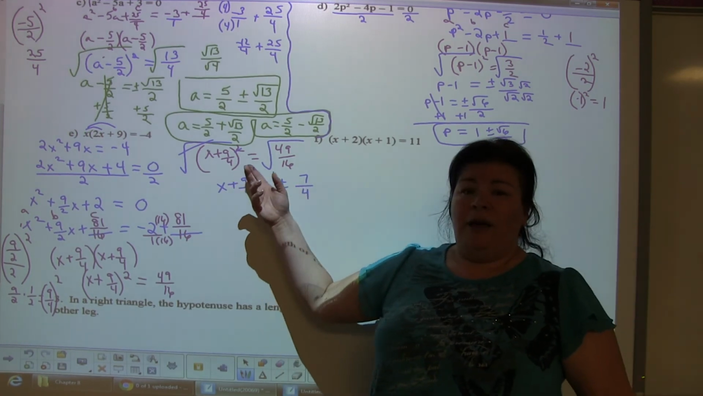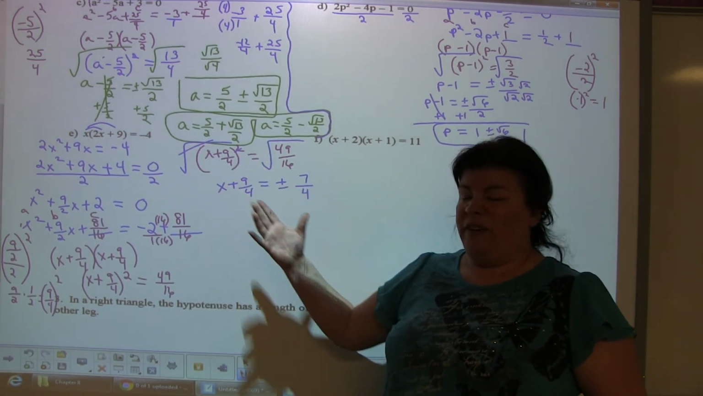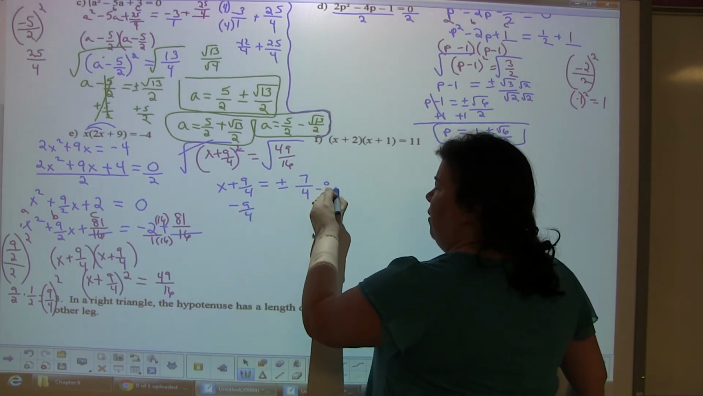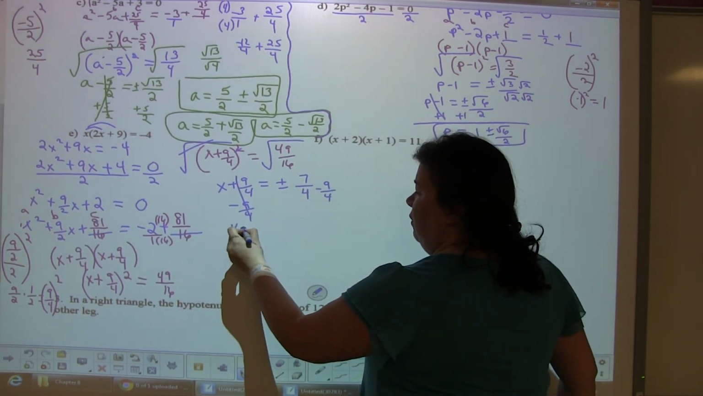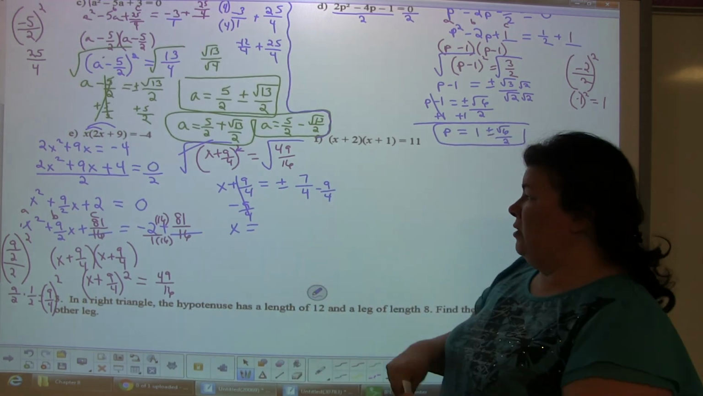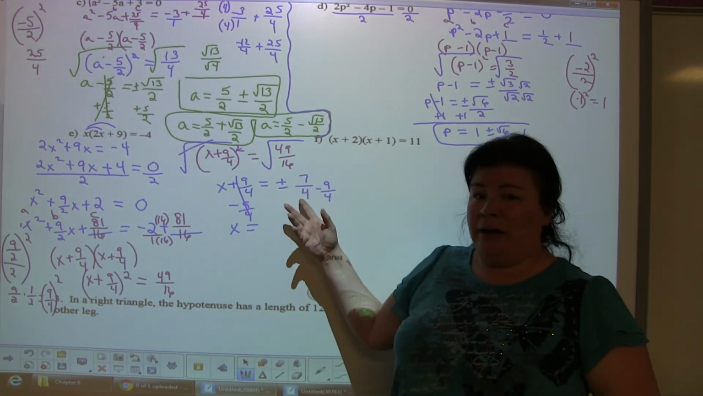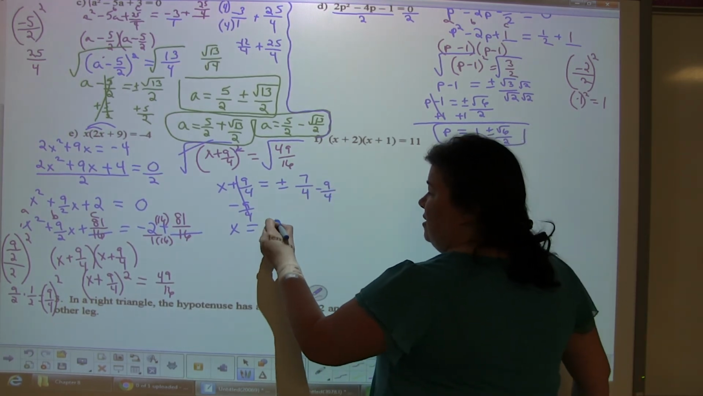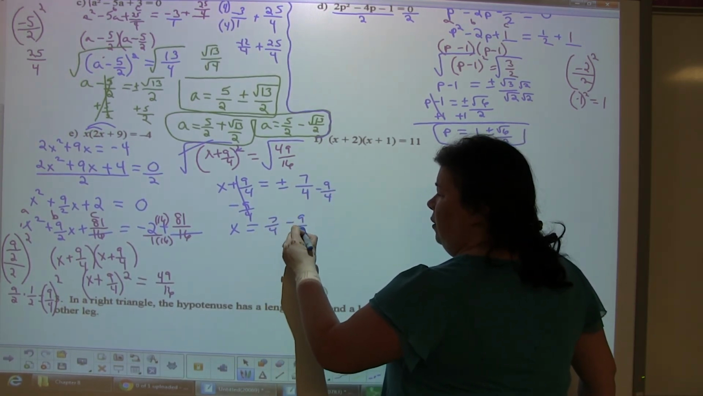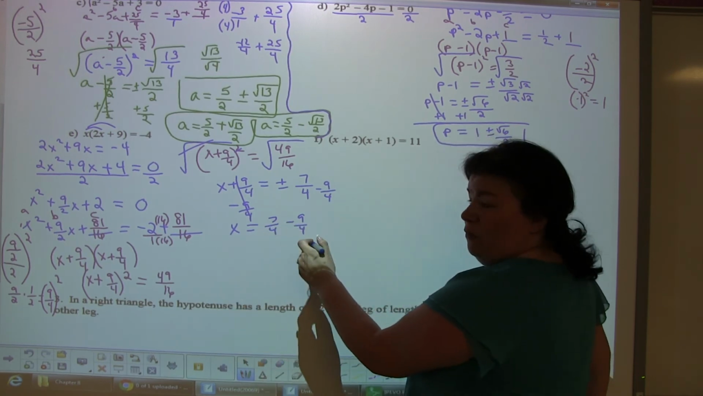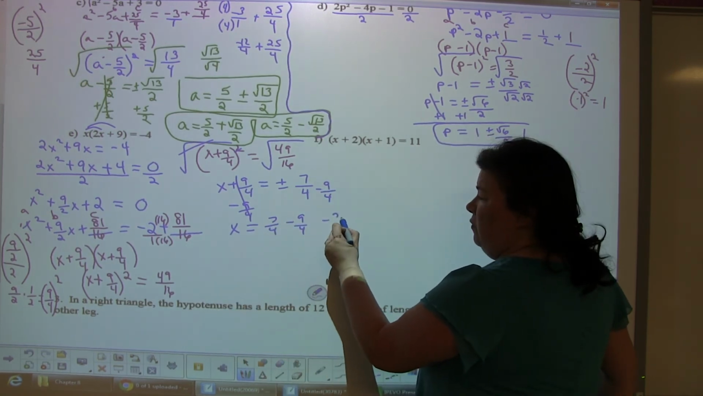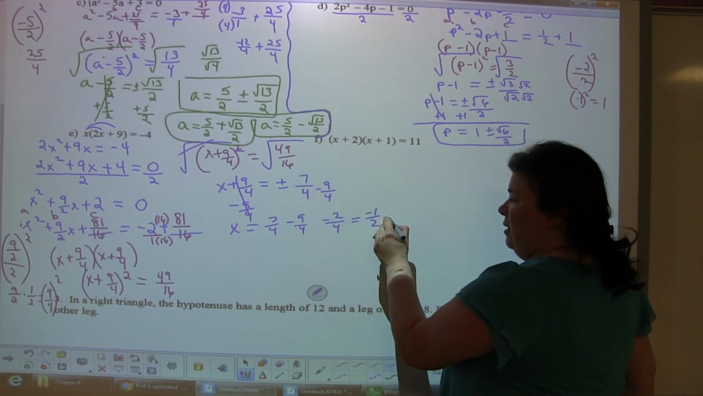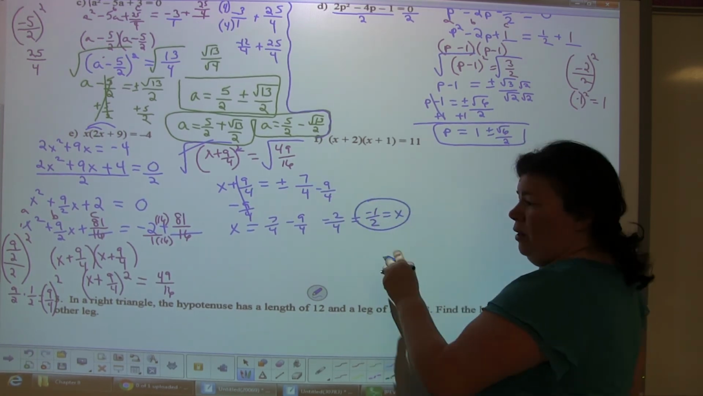So now I have this, and I want to solve for x, so I'm going to subtract 9/4 from both sides. And when I subtract 9/4 from both sides, something even nicer happens. I don't have any radicals, but I do have like terms. So I could take 7/4 minus 9/4 and simplify that, which is equal to -2/4, which reduces to -1/2. So x equals -1/2 is one answer.